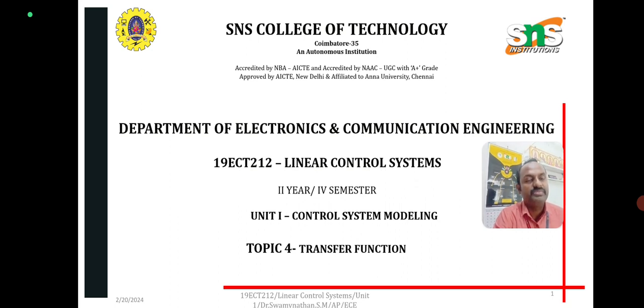Now I am going to discuss the topic of transfer function in the control system modeling unit. First, what do you mean by transfer function? That is a ratio of output divided by input. That is called the transfer function.